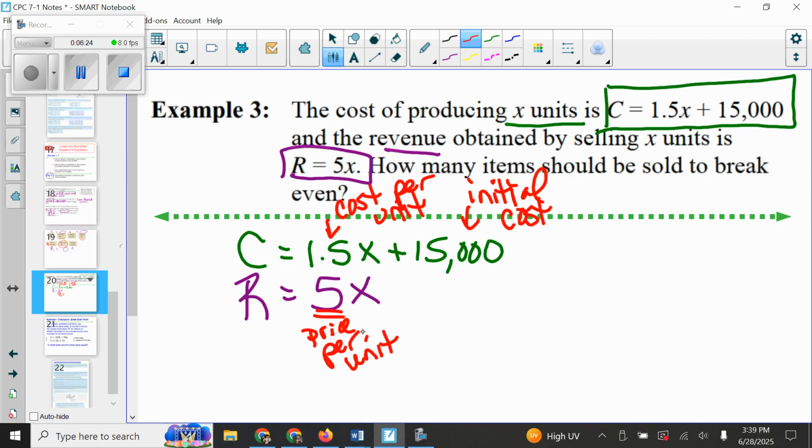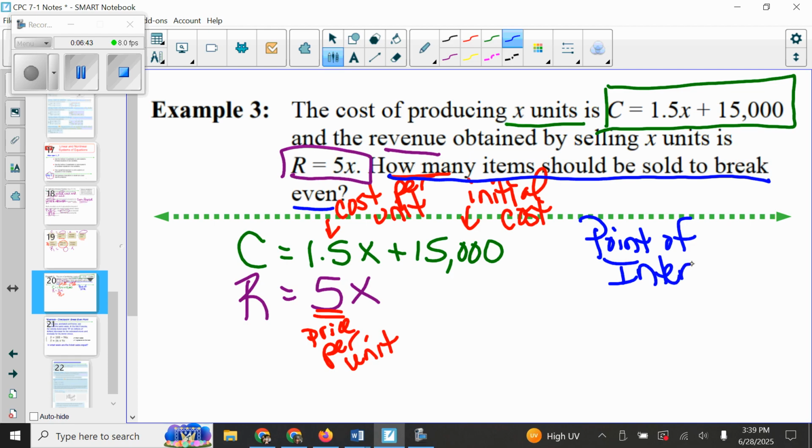All right, so what do they want us to figure out here? Remember, we're annotating, so underline what we're looking for. How many items should be sold to break even? Remember, break even is finding that point of intersection, the solution to the system. So we have to figure out what's the best way to solve this system of equations. I'm going to have you pause the video and take a moment to think about what method you think we should use to best solve this system.